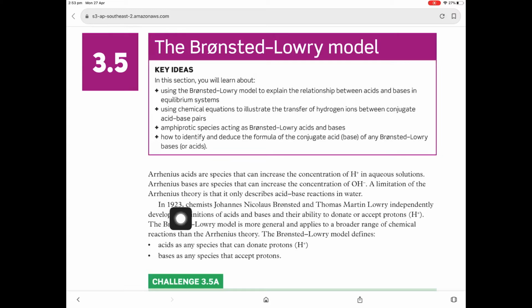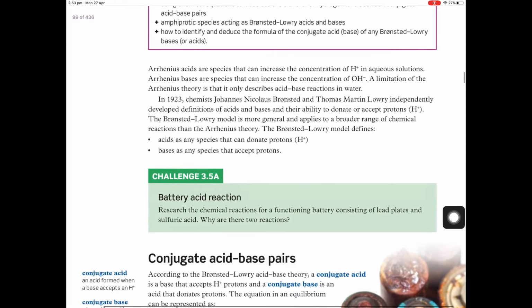Then along came Johannes Nicolaus Bronsted and Thomas Martin Lowry in 1923. They came up with the Bronsted-Lowry model for acids and bases. This model defines acids as any species that can donate protons, and bases as any species that accept protons. So we talk about the concept of a proton donor. An acid is a proton donor, and bases are proton acceptors.